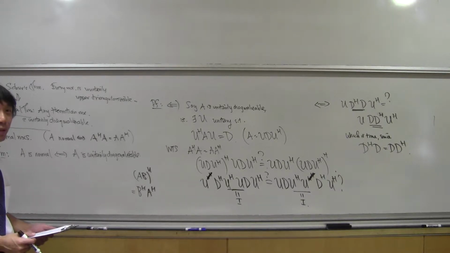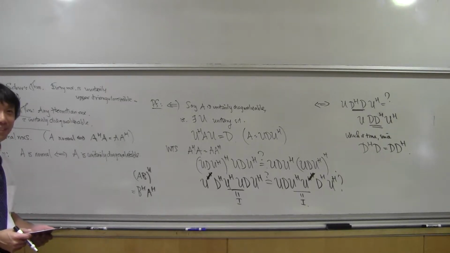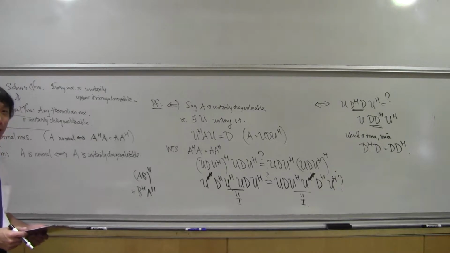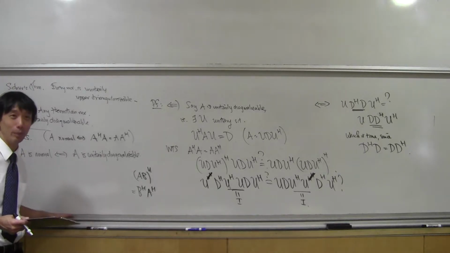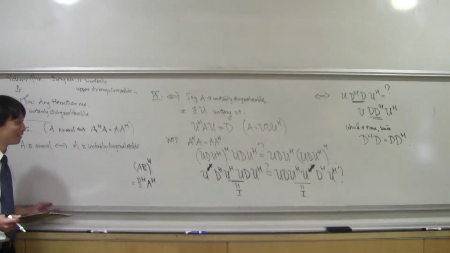Why? Because it's diagonal and the entries are real. Why are the entries real? Certainly if it was Hermitian, remember, then the eigenvalues are real. But we're not Hermitian anymore.